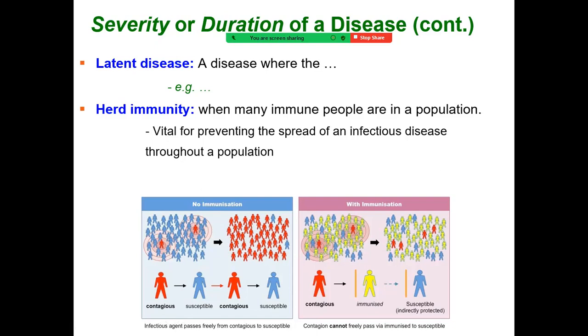The trouble with herd immunity is you need a fairly high percentage of the population to be immune before the disease will not spread. With measles, you need something like 90 to 95% of the population to be immune to measles before the disease will stop spreading. And the trouble is too many parents are not getting their children vaccinated.